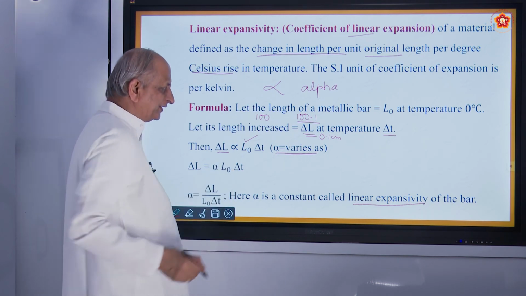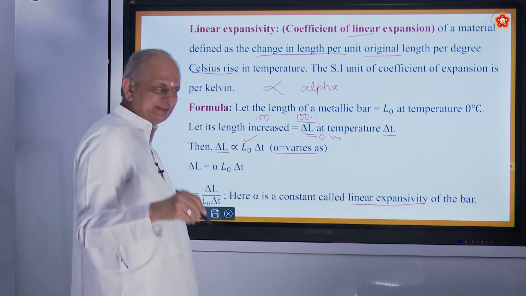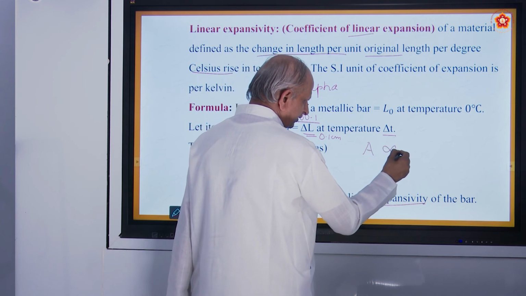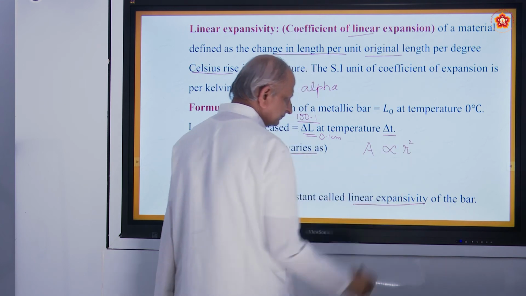So I will give one more example. You heard in your mathematics class that the area of a circle varies as the square of its radius.